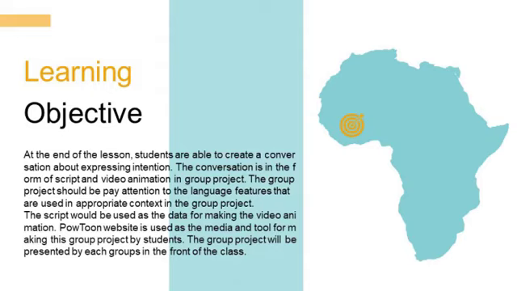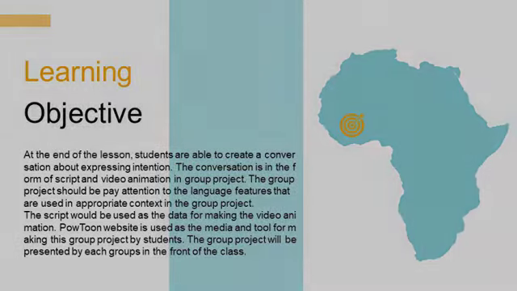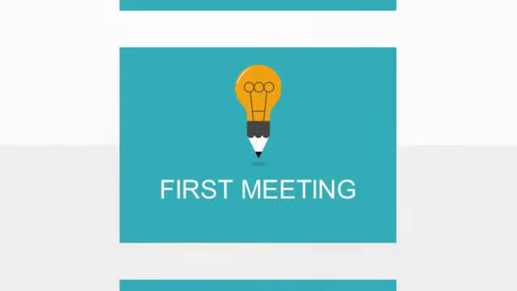Powtoon website is used as the media and tool for making this group project by students. The group project will be presented by each group in the front of the class. In the first meeting, the teacher will explain about expressing intention for future plan, the social function, grammar review, and a worksheet for students are presented in this first meeting.